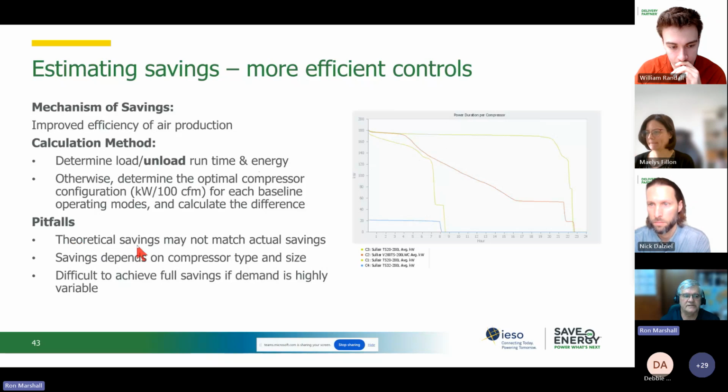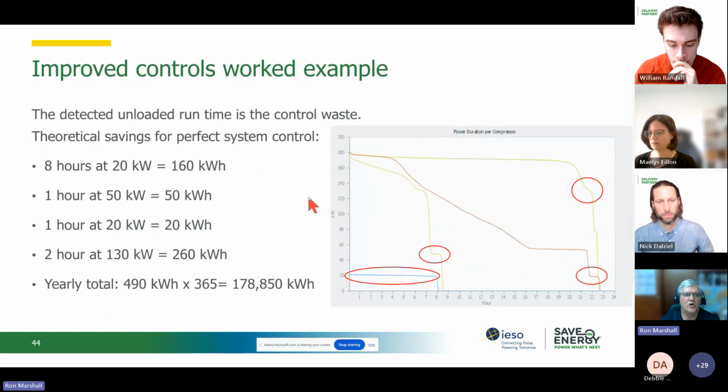Pitfalls: the theoretical savings that I just mentioned may not match actual savings, right? Sometimes for peaky loads and things like that, it's hard to perfectly control the compressors. Savings depend on compressor types and sizes, and it's difficult to achieve full savings if the demand is highly variable. I just said that. Okay, so just a worked example, just based on these load duration curves, I can see the various unloaded portions in this system.